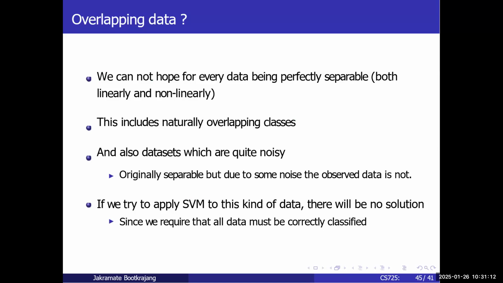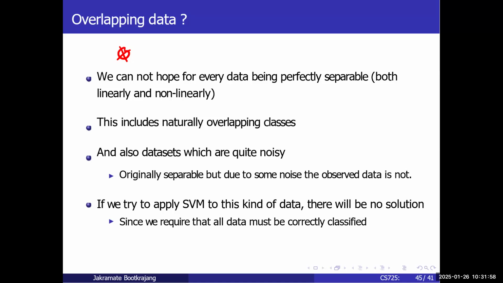So what about overlapping data, right? So what do I mean by overlapping data? So there might be a case when you have the positive and negative example at the same point. It is possible, right? So how would you handle this kind of situation, right? Sometimes it's just the data, but sometimes it may be noise in your data that somehow makes the negative example and positive example lie on the same spot.